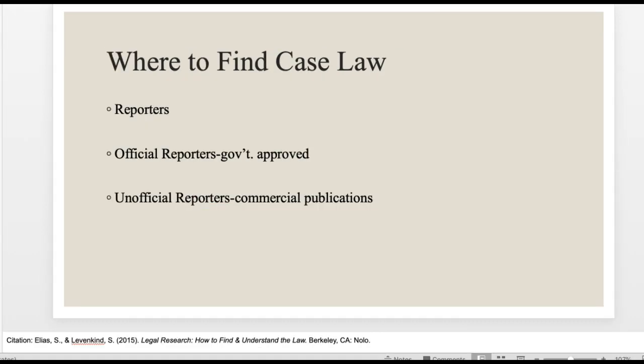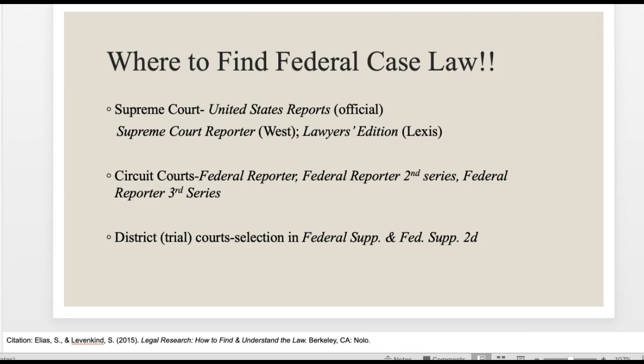You can find case law, whether federal or state, in a series of books called reporters. There are 2 types of reporters. Official reporters are publications approved by the government. Unofficial reporters are published commercially by companies such as West. The United States Reports is the official reporter for the United States Supreme Court. The unofficial reporters for the Supreme Court are the Supreme Court Reporter, published by West, and the United States Supreme Court Reports, Lawyers' Edition, published by Lexis.